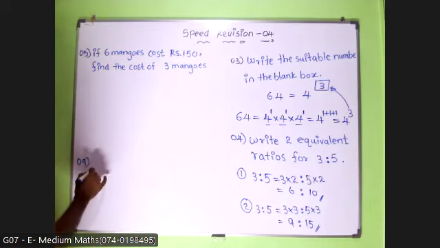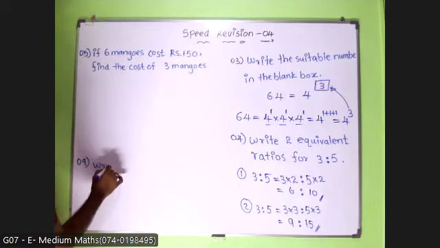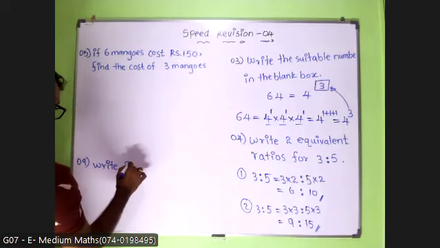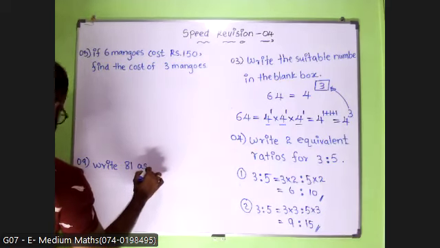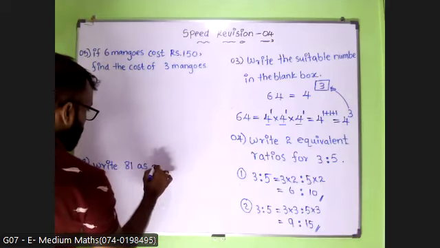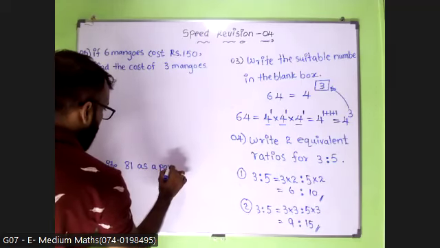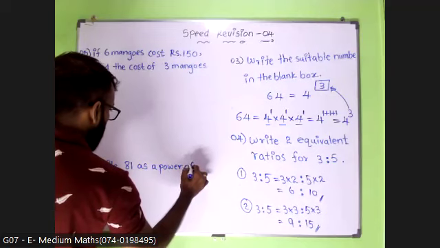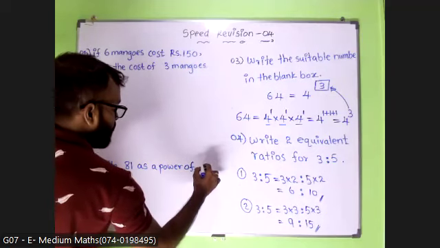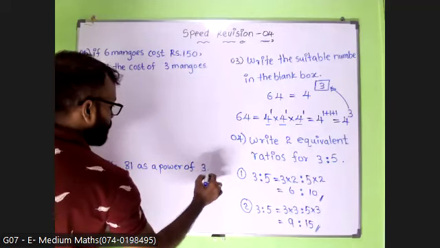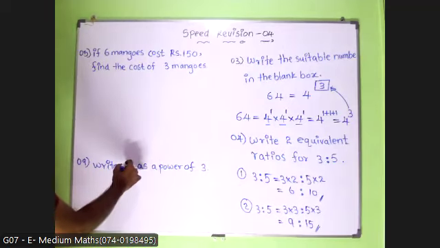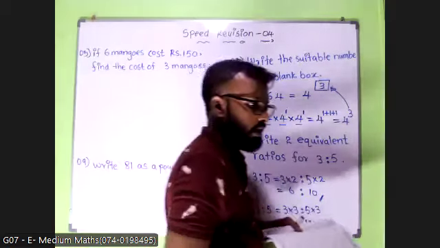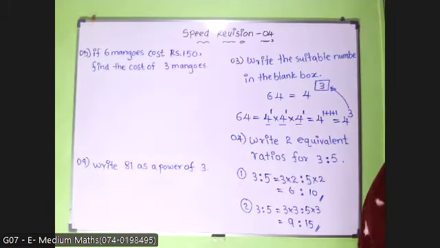Nine. Write 81 as a power of 3. Right? Write 81 as a power of 3.